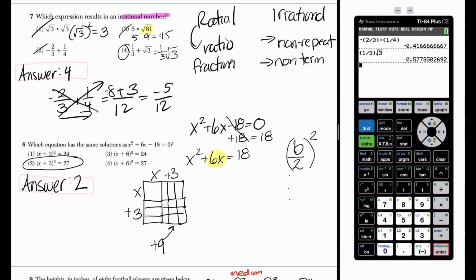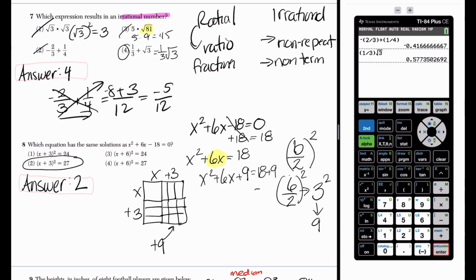And then you're going to square it. So what does that mean? You're going to take that b, that 6, and split it in half, which is what I did. I split the 6 in half to get 3 and 3. But most kids will go, okay, so 6 divided by 2 is 3. And then you're going to square it, and that will give you 9. So you will still get x squared plus 6x plus 9. And then you're going to do the same thing on the other side, 18 plus 9.